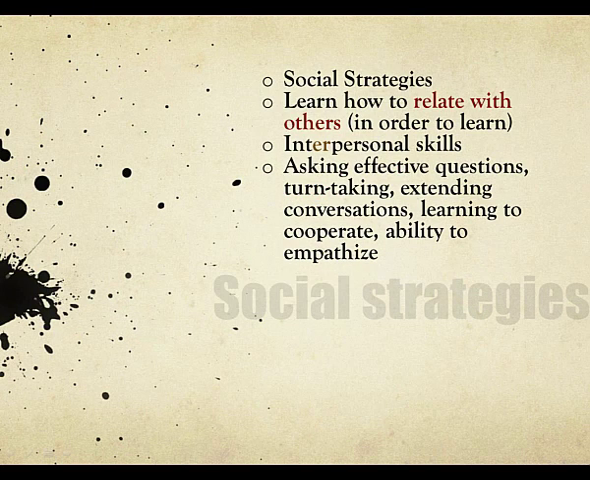Social strategies are closely related to affective strategies because our relationships with classmates affects our emotions. Social strategies involve learning how to better relate with other people and learn with and from others. Some social strategies include asking effective questions, turn-taking, extending conversations, learning to cooperate, and being able to empathize with others. These can be referred to as interpersonal skills.